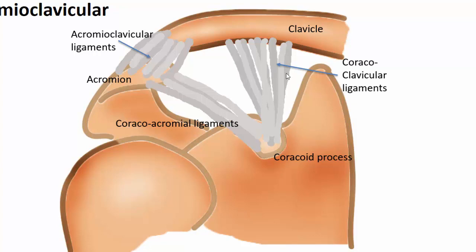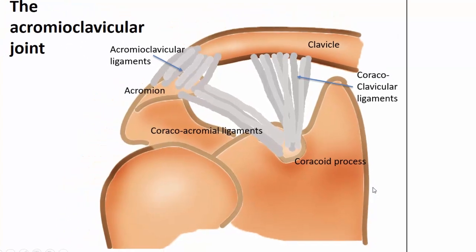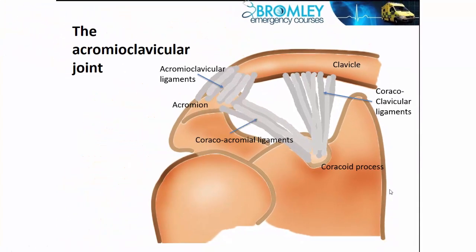In a grade 3, the coracoclavicular ligaments are also torn through, and the clavicle pops up and is well separated from the acromion, and very noticeably there's a step. So those are the acromioclavicular ligaments, which are important in stability of the shoulder.